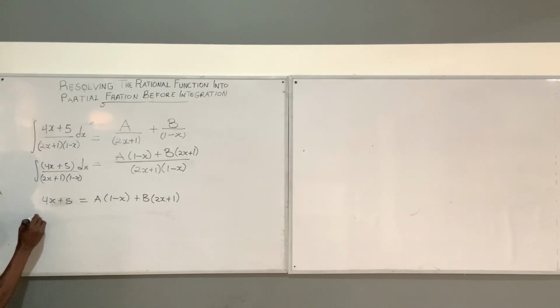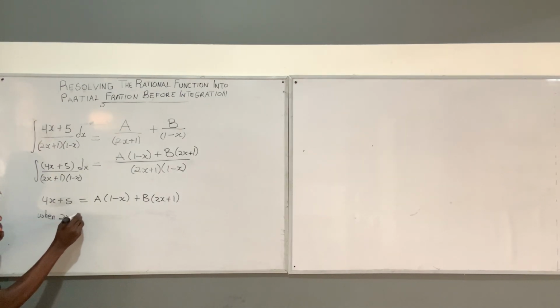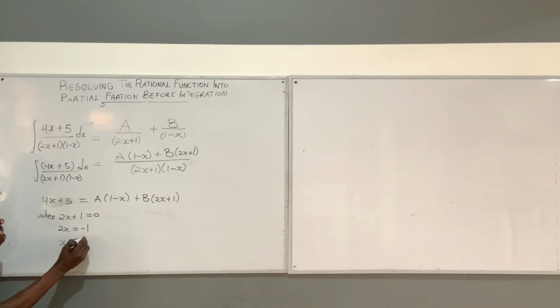So we have, when 2x + 1 is equal to 0, we have what? 2x equal to negative 1. I use this to cross the sign. I have negative 1. We make x the subject, so x equals negative 1 over 2.